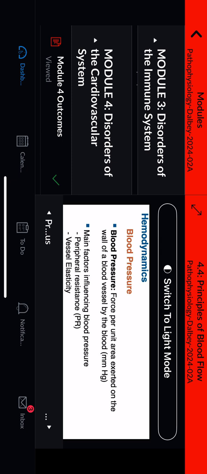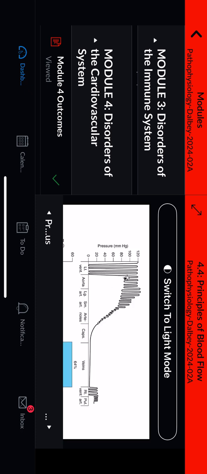The main factors that influence blood pressure are peripheral resistance, blood vessel elasticity, blood volume, and cardiac output or flow. We can see that these factors are related to one another in the equation for blood pressure, which is blood pressure equals cardiac output times peripheral resistance. If resistance or the opposition to flow increases, so does the blood pressure. If flow or cardiac output increases, so does blood pressure. Likewise, if either cardiac output or resistance decreases, then we'll see a decrease in blood pressure.